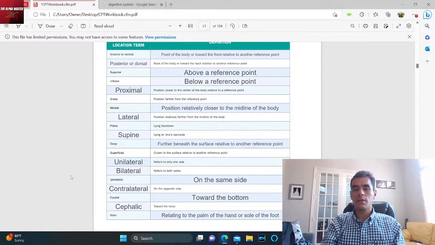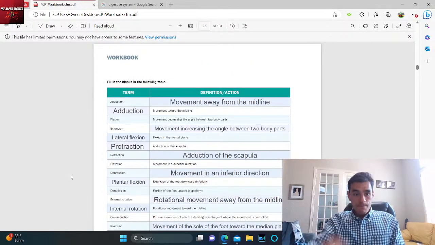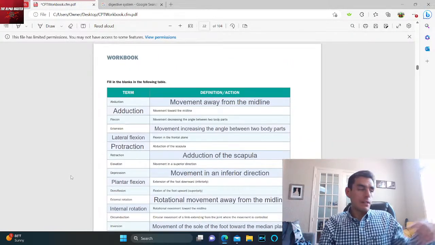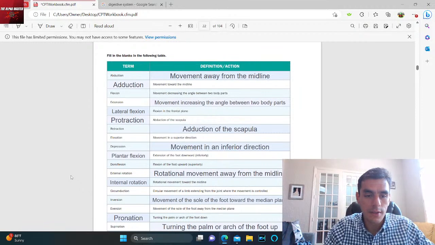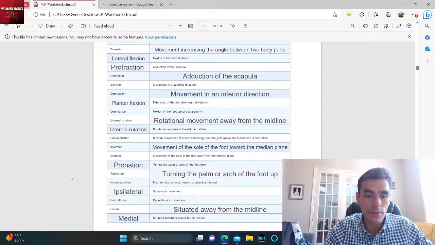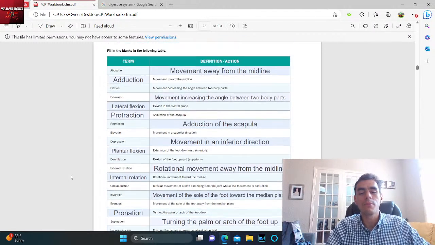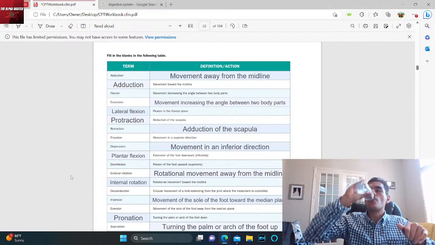Yes. And now for the other anatomical terms, there are 23. Some of them are the same as the other ones.